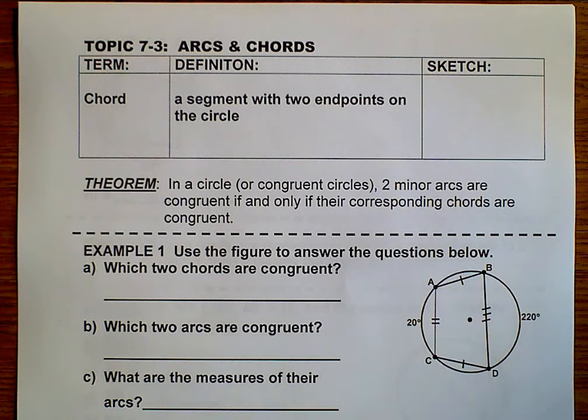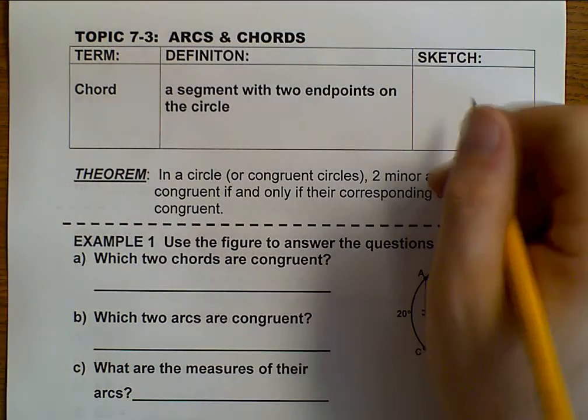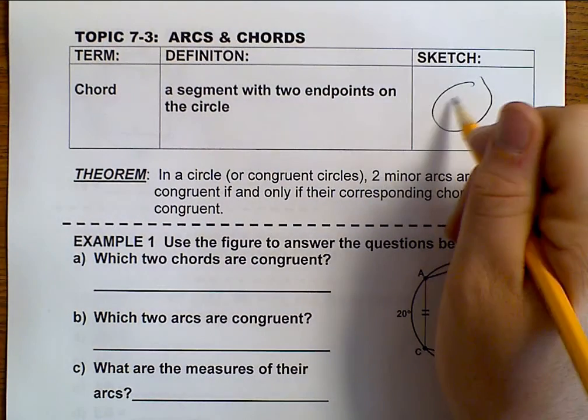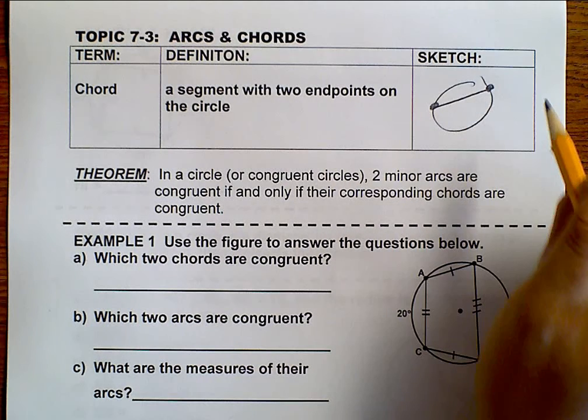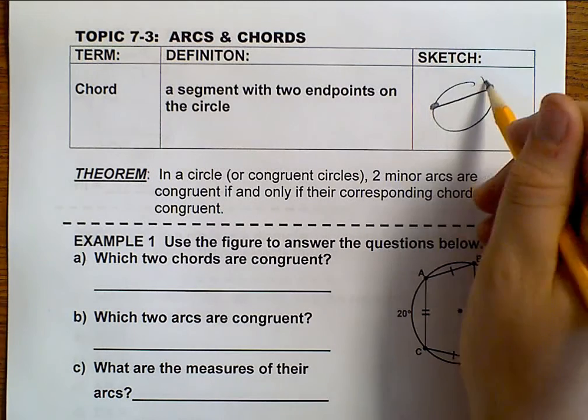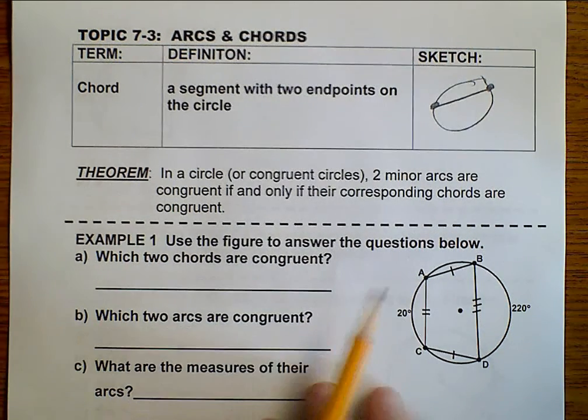Hello, this is Geometry, Topic 7-3 over arcs and chords. Let's just go ahead and really quick refresh what a chord is. A chord is any segment who has endpoints on the circle. This is important because of some theorems that we're going to be talking about.